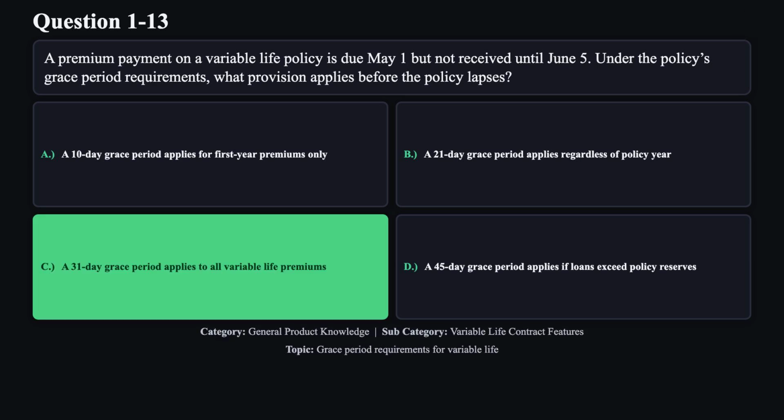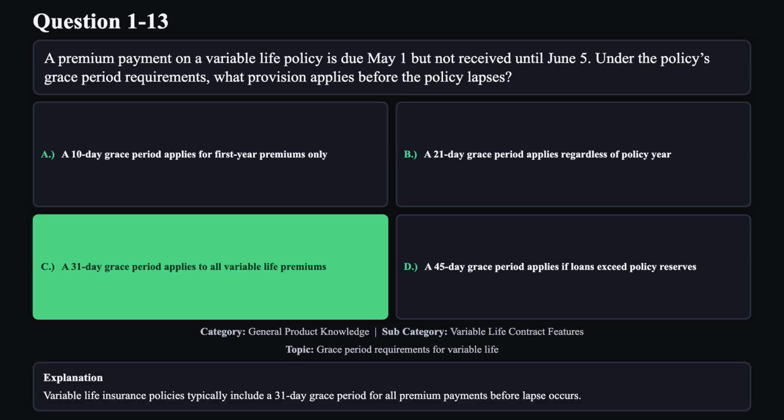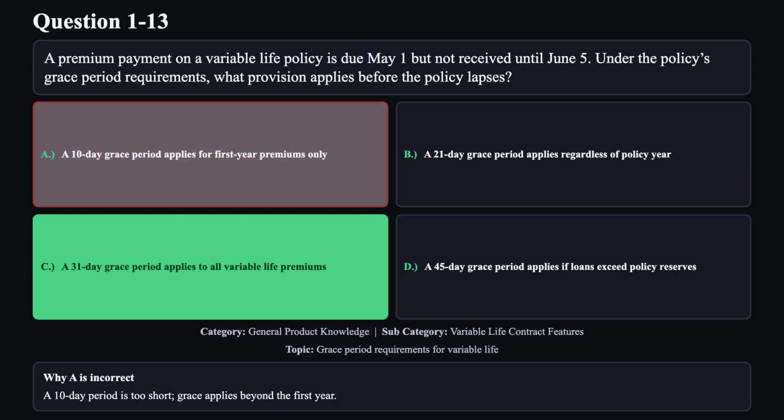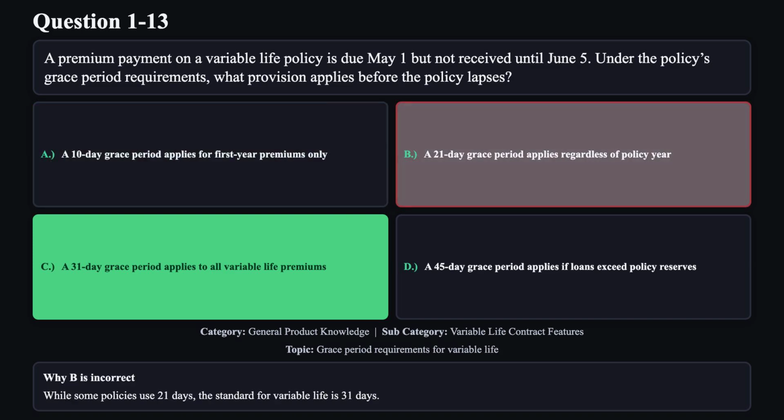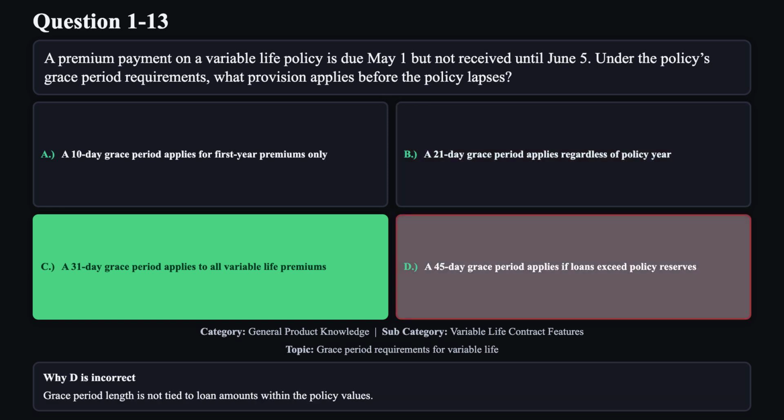The correct answer is C. Variable life insurance policies typically include a 31-day grace period for all premium payments before lapse occurs. Reason A is not correct. A 10-day period is too short. Grace applies beyond the first year. Reason B is not correct. While some policies use 21 days, the standard for variable life is 31 days. Reason D is not correct. Grace period length is not tied to loan amounts within the policy values.